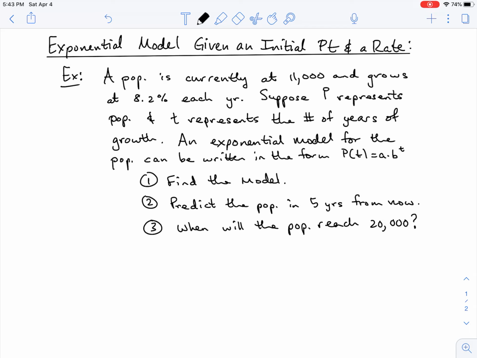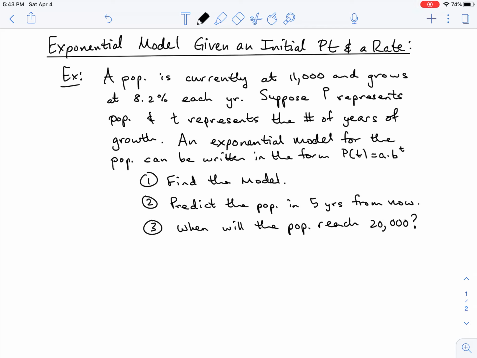We're going to work an exponential model given an initial point and a rate. The example we're going to work states a population is currently at 11,000 and grows at 8.2% each year. Suppose P represents population and T represents the number of years of growth.